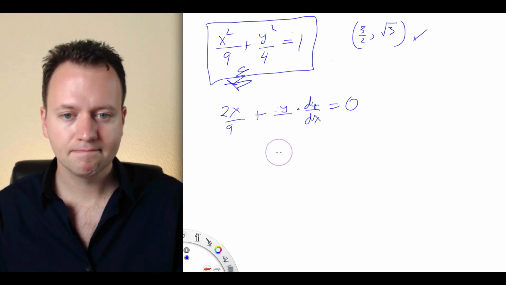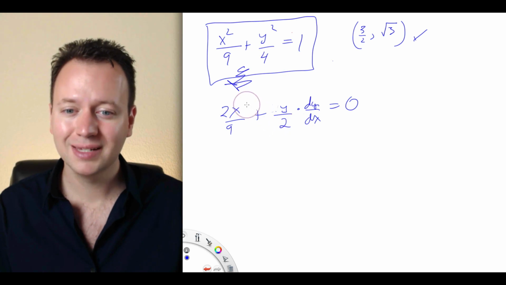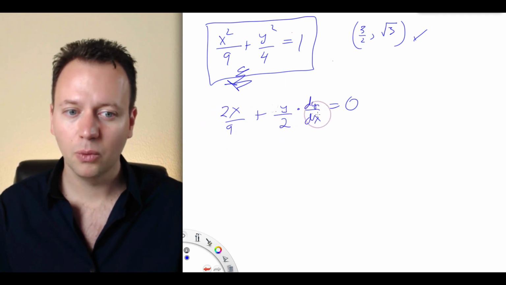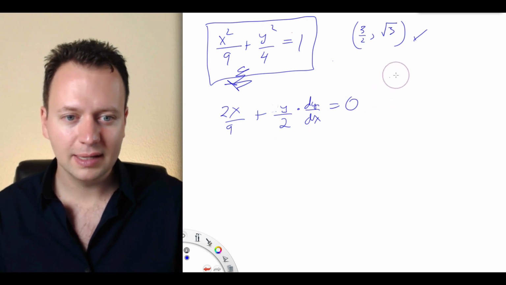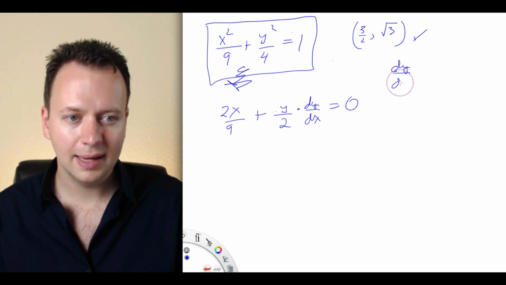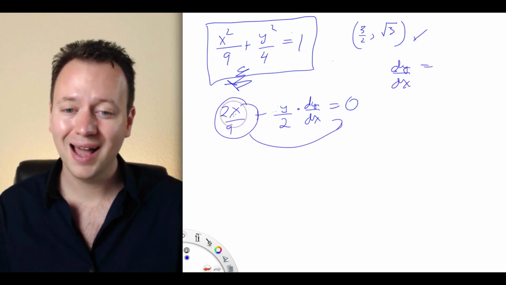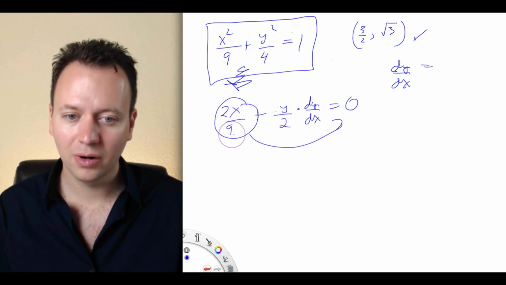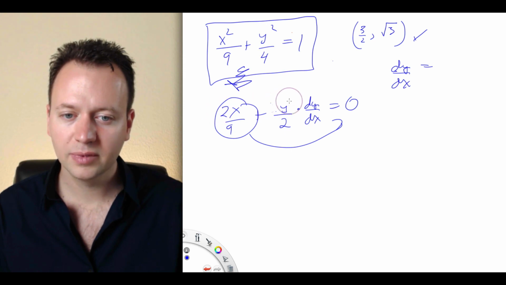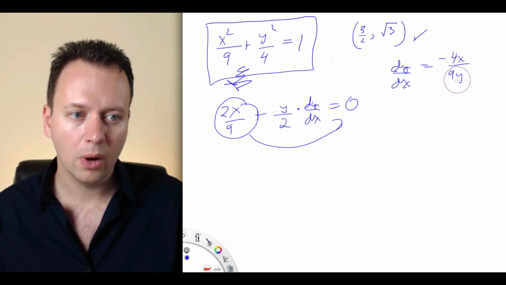So 2 over 4 becomes 1 over 2. Simplify that. So upon differentiating implicitly, we obtain 2x over 9 plus y halves dy dx is equal to 0. This can easily be solved to obtain dy dx. So this goes to the other side. So it's minus 2x over 9. Then we're going to divide by the 2 over y. So the 2 comes up here, the y goes down here. So we get minus 4x over 9y.